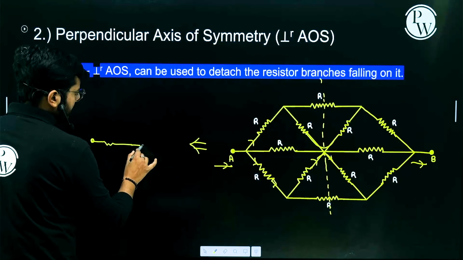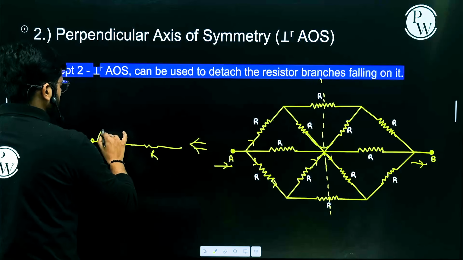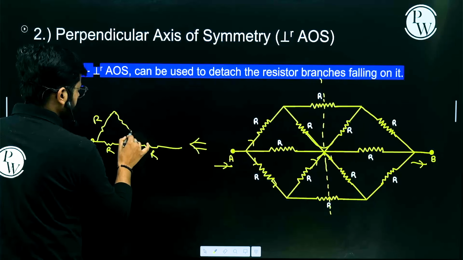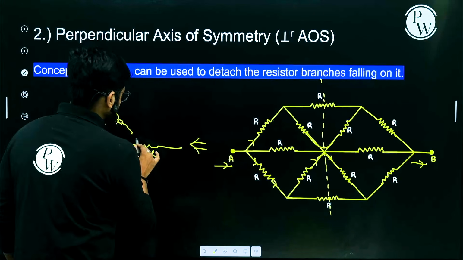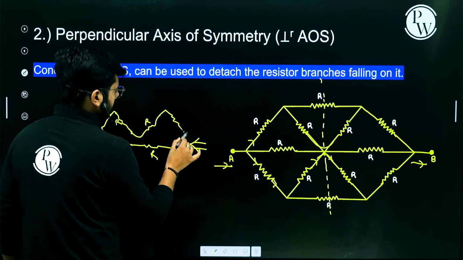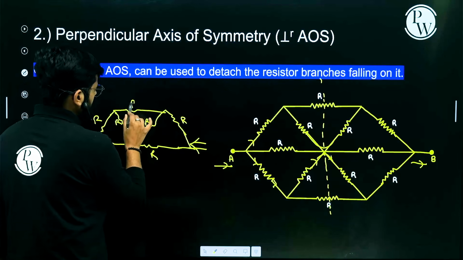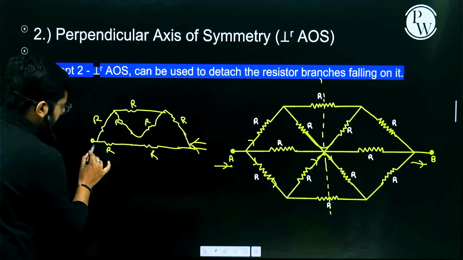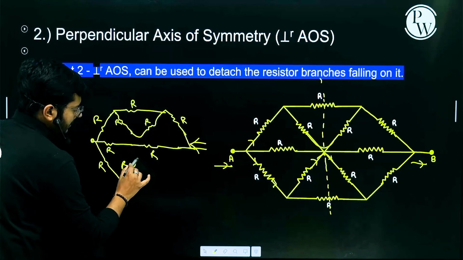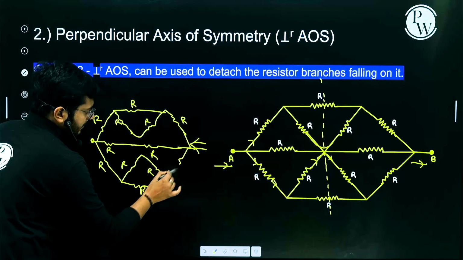So this resistance is there, this resistance is there, this is R, and this is R, like this. This is R, this is R, things like this. This is R. So we have just detached it and now the remaining circuit can be drawn as well. R, this is R, and then finally this is R.